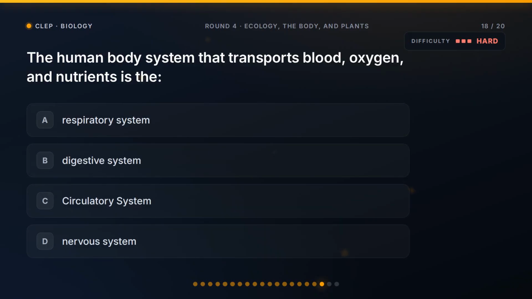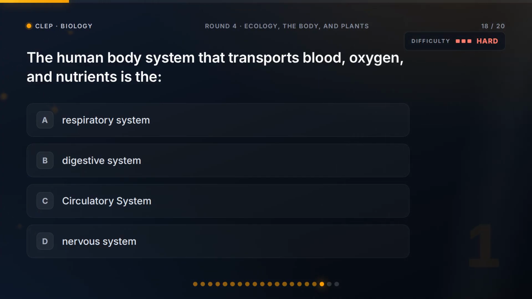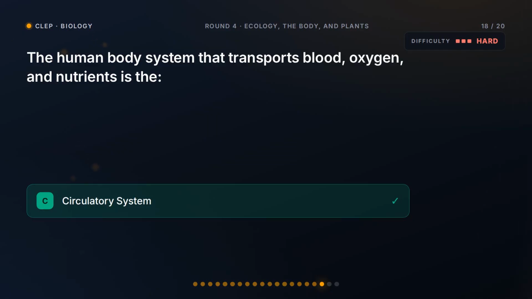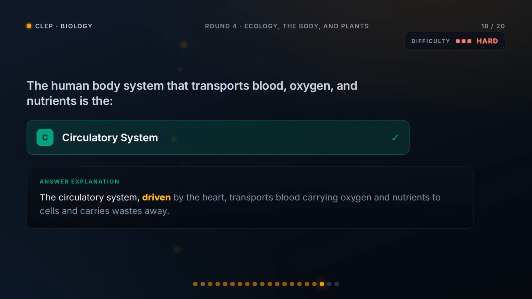Question 18. The human body system that transports blood, oxygen, and nutrients is the A. Respiratory system. B. Digestive system. C. Circulatory system. D. Nervous system. The answer is C. Circulatory system. The circulatory system, driven by the heart, transports blood carrying oxygen and nutrients to cells and carries wastes away.